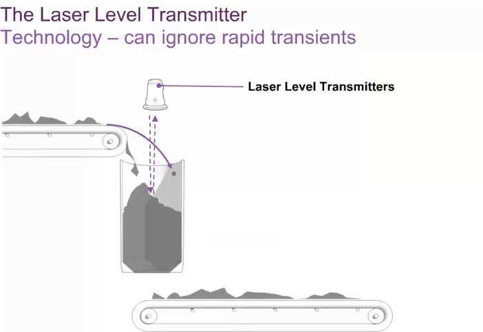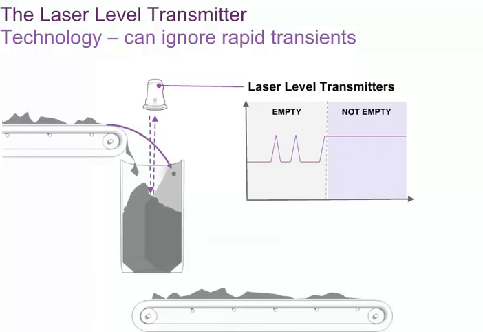When an obstacle falls into the beam, for example a rock dropping from a conveyor into a feed chute, then a short reading will occur indicating that the vessel is fuller than it really is. The laser level transmitter is able to reject these short readings using software filters that keep the level reading stable.